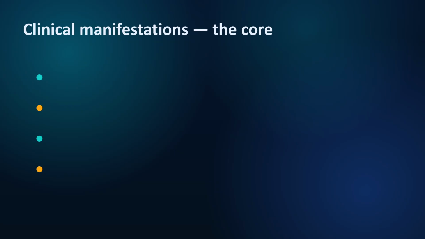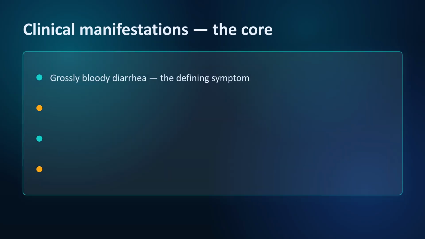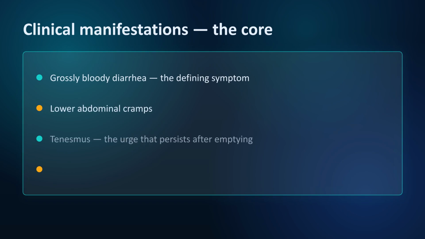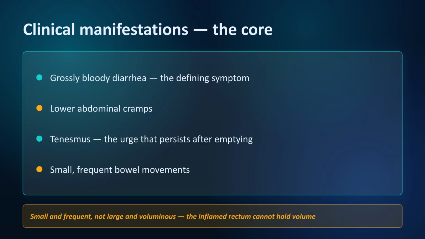Now the clinical picture. The defining symptom is grossly bloody diarrhea. Not occult blood on a test, visible blood the patient sees. Alongside that come lower abdominal cramps, and tenesmus, which is the persistent urge to defecate that remains even after the rectum is empty, and the bowel movements are small and frequent. Notice that carefully. Small and frequent, not large and voluminous. Because the rectum is inflamed and stiff, it cannot hold normal volume, so the patient goes often and passes very little each time. Contrast that with small bowel disease, which gives large volume, watery stools.